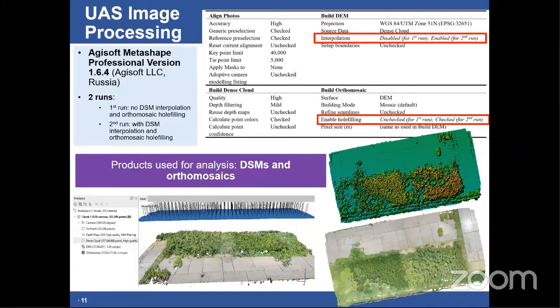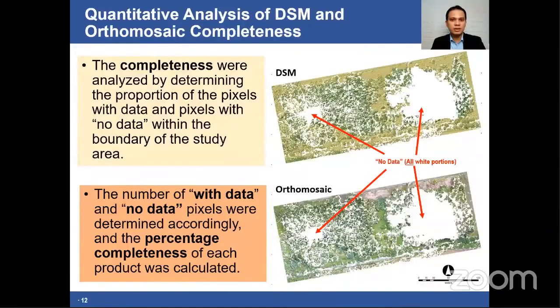In the first run, interpolation and hole filling were initially disabled, respectively, to generate DSMs and ortho mosaics that will be used for quantitative analysis of data completeness. The completeness of each of the 16 sets of DSMs and ortho mosaics was analyzed by determining the proportion of the pixels with data and pixels with no data within the boundary of the study area.